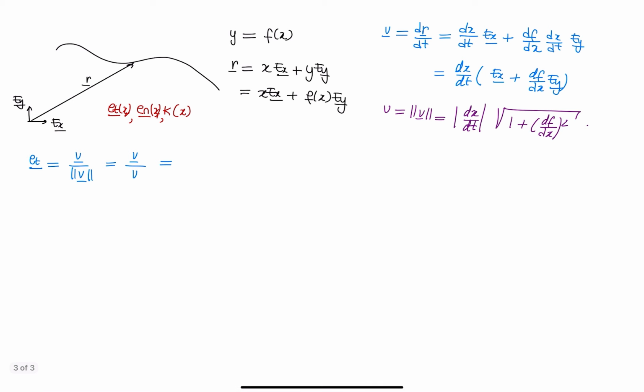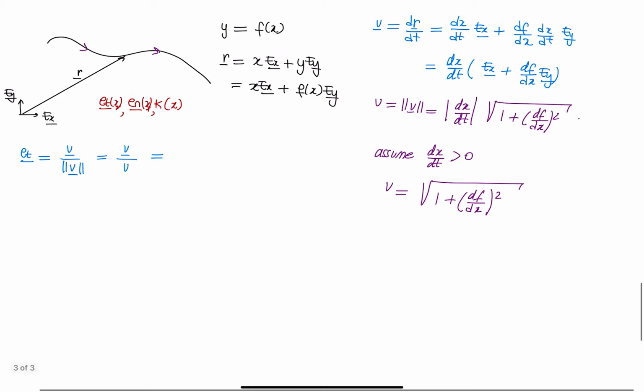Let's make an assumption that's going to simplify calculations a little bit. Let us assume that I'm traveling on the curve such that dx by dt is positive. So I'm traveling in this manner. Assume dx by dt is positive, so I can remove the absolute value. V is equal to the square root of 1 plus df by dx squared times x dot. Okay, great.